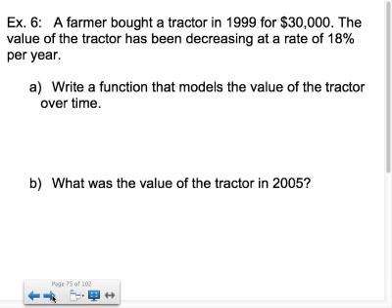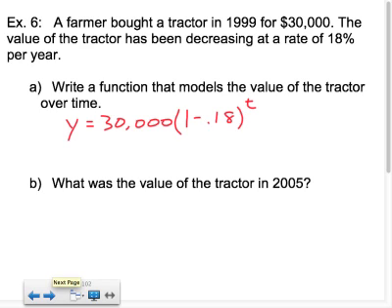Example 6, a farmer bought a tractor in 1999 for $30,000. The value of the tractor has been decreasing at a rate of 18% per year. Write a function that models the value of the tractor over time. So again, it's a decay model. So y equals initial, so 30,000, times, you're decreasing at a rate of 18%. That's 1 minus 0.18 to the t. So in other words, y equals 30,000, and then this will be 0.82 to the t.